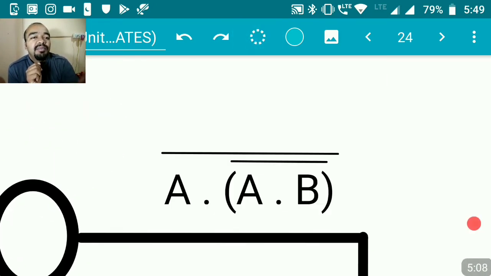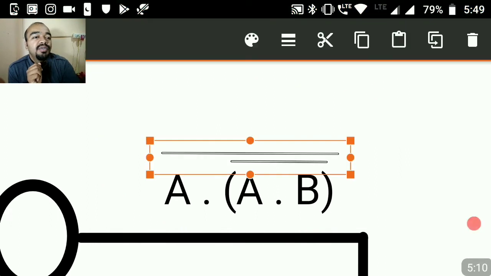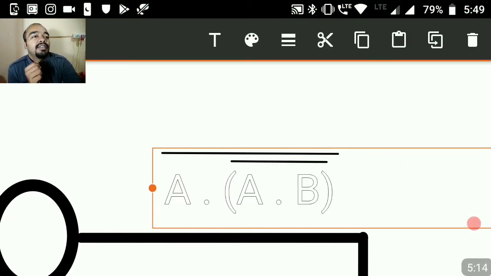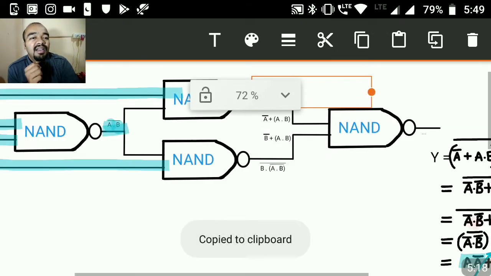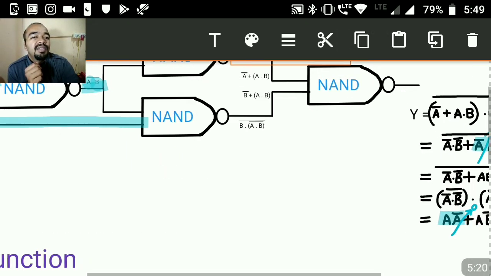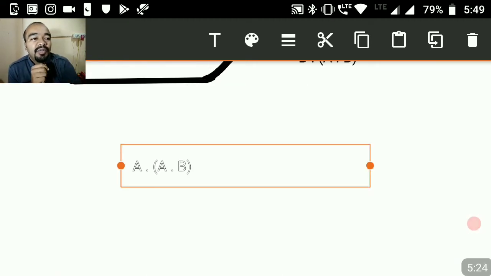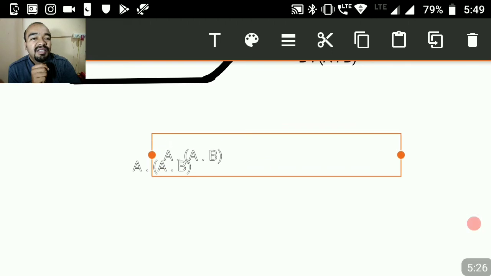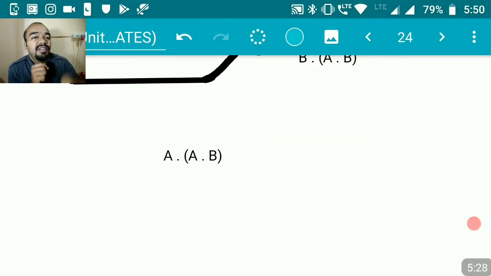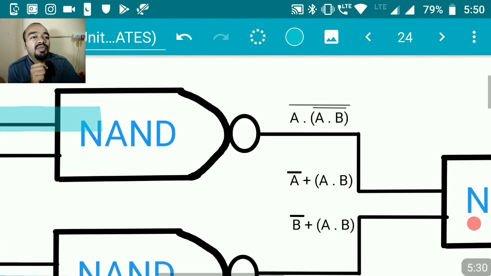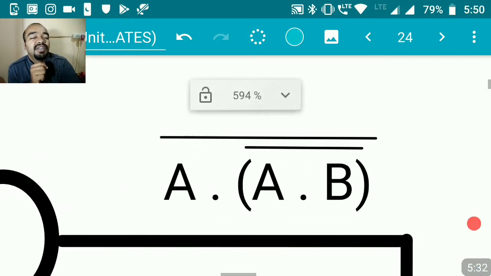Okay, let me take the selector tool, select this, and copy this over there, and let us go a little down, zoom in, paste it. So what we are going to do here is resolve the equations. How do we get the further equation? Okay, just give me a second.